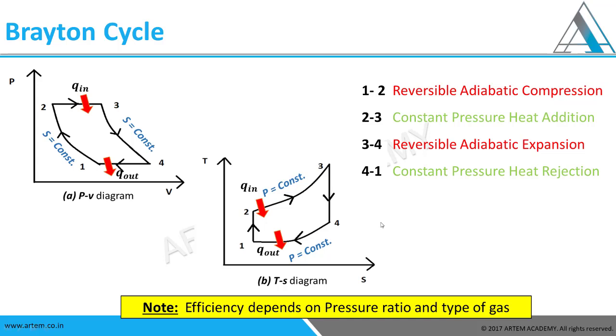On various derivations and calculations, we have got to know that efficiency depends upon the pressure ratio and the type of the gas. The pressure ratio, here we can see that in the PV diagram, the P1 pressure, the initial pressure, and the P2 pressure. So P2 by P1 is the pressure ratio, and gamma is the nature of the gas, whether it's a diatomic gas, polyatomic gas, and whatnot. So this is the brief overview of the Brayton cycle as well as the cyclic processes that are happening.